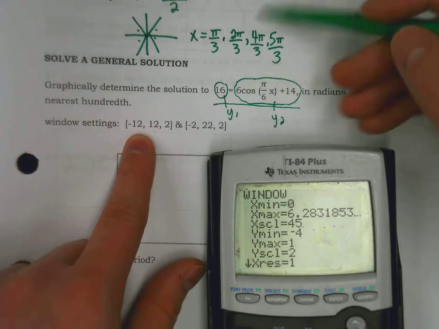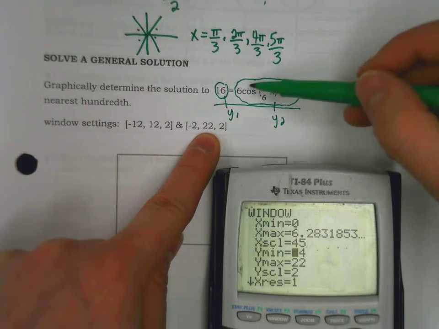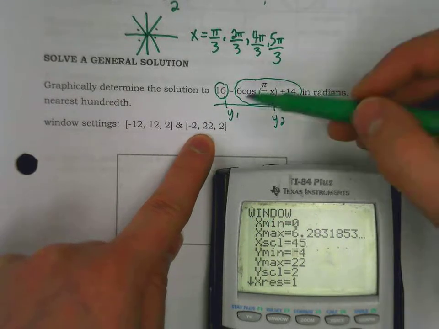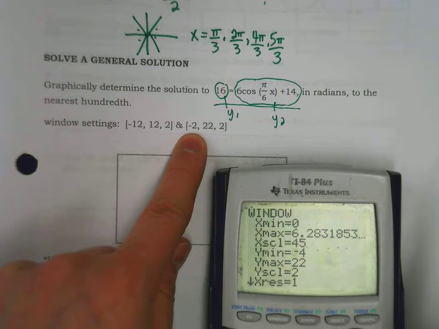So the max is about a 20, and so I was saying, well, let's go up to about a 22 for our max, for y. I know that from 14 going down 6 puts us at about an 8, so I said, well, let's go down to about -2. It might be a bit extra.